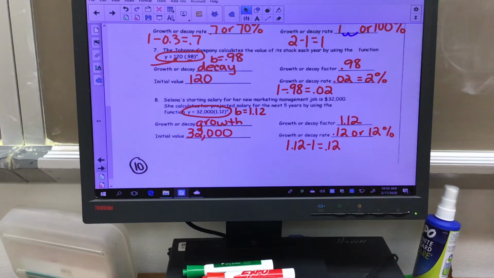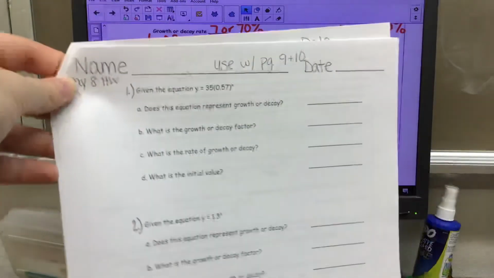If you need to pause, otherwise you are going to be working on this one.